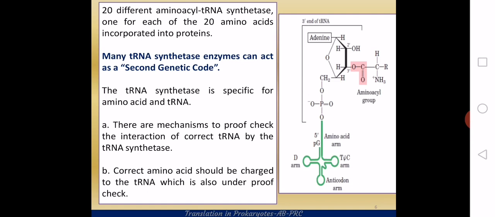Right. You can see the structure of an aminoacyl tRNA, a typical structure. And on the tRNA molecule, usually the 3' end of the tRNA is involved in this reaction. And we know that at the extreme 3' end there is a CCA residue, and the adenine at the most extreme end will be involved in this reaction.